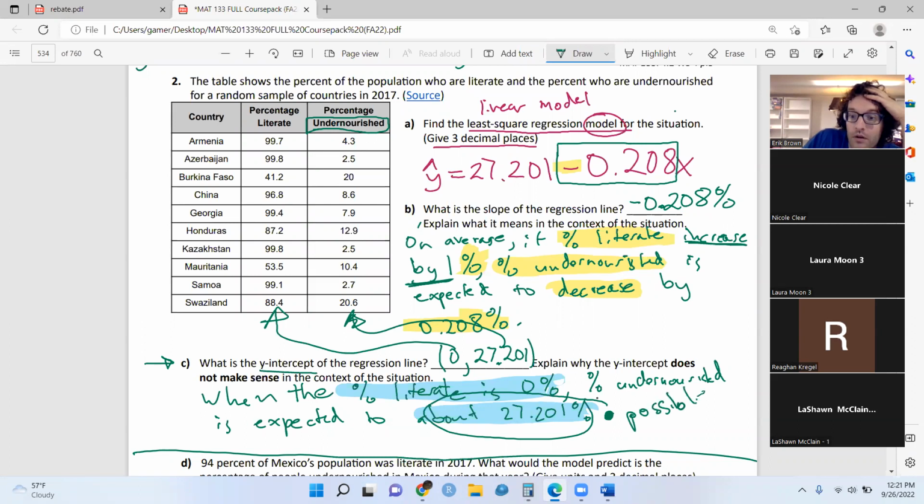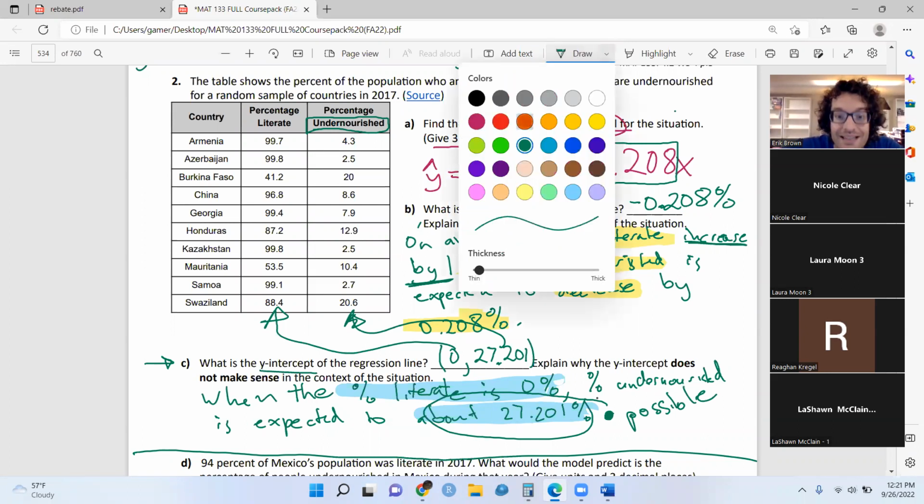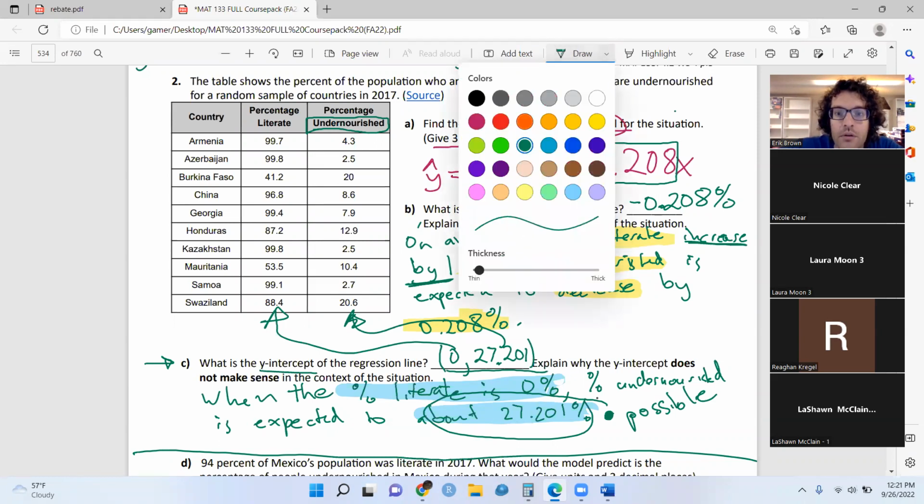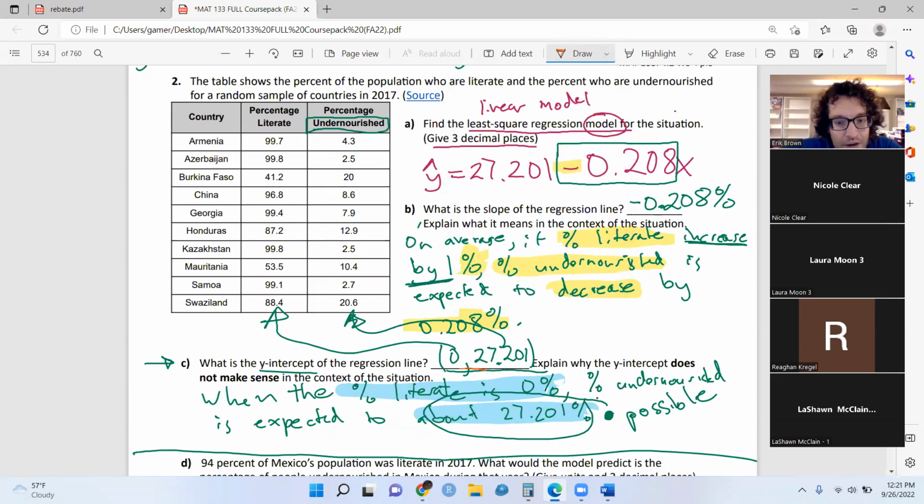But the point here is, this is possible, right? Now, that doesn't explain why the Y-intercept doesn't make sense. How about this: 0% literate? Do we think that is possible? Do we all know what we mean by literate? They can read. You got it. Do you think it's possible you could have a country where no one in the country can read? That's a very sad government then. Yeah, I don't think that can exist, right?